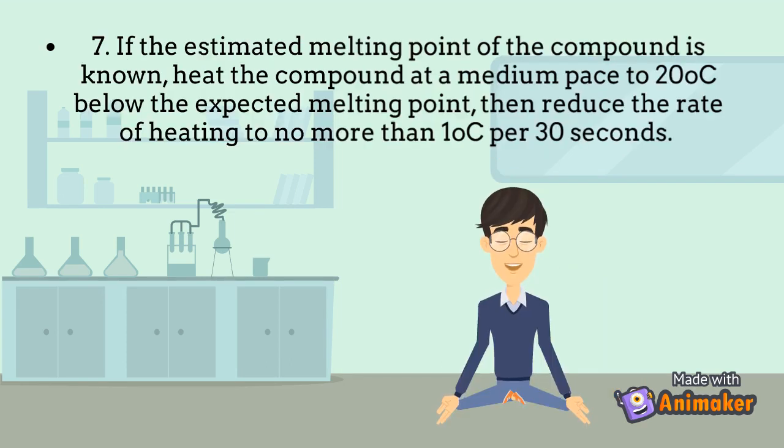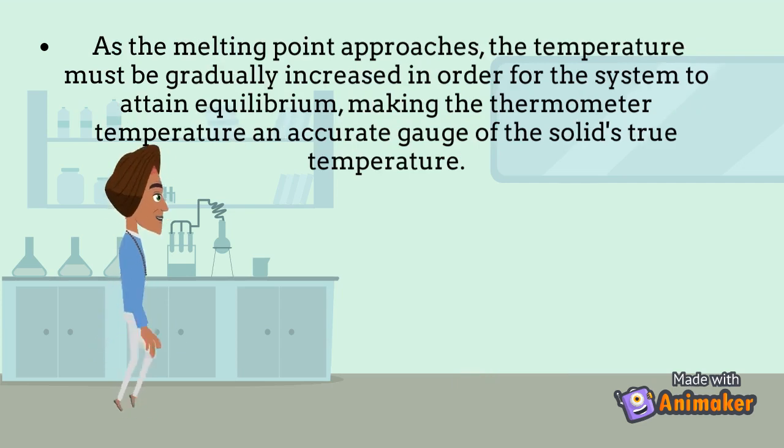If the estimated melting point of the compound is known, heat the compound at a medium pace to 20 °C below the expected melting point, then reduce the rate of heating to no more than 1 degree per minute. As the melting point approaches, the temperature must be increased gradually in order for the system to attain equilibrium, making the thermometer temperature an accurate gauge of the solid's true temperature.